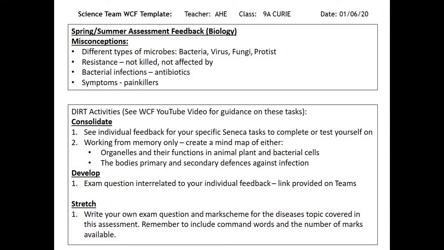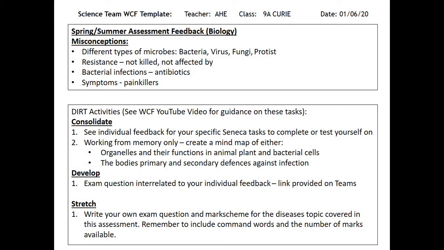So first of all, the misconceptions. The 4 types of microbes, just to remember what we're looking at: bacteria, virus, fungi, and protist. So when we talk about types of microbes, we don't mean pathogens, and we don't mean kind of bugs or anything like that. Those are the 4 key things that we need to remember: bacteria, virus, fungi, and protist.